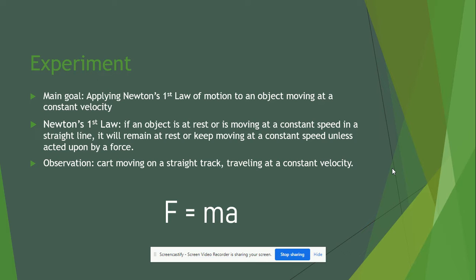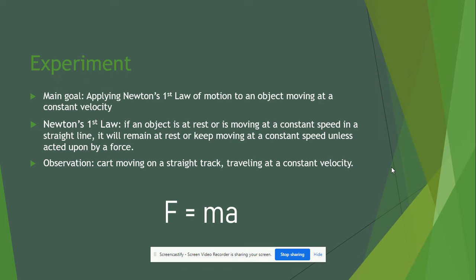While looking at the constant velocity of an object, we applied Newton's first law of motion, stating that if an object is at rest or is moving at a constant speed in a straight line, it will remain at rest or keep moving at a constant speed unless acted upon by a force.